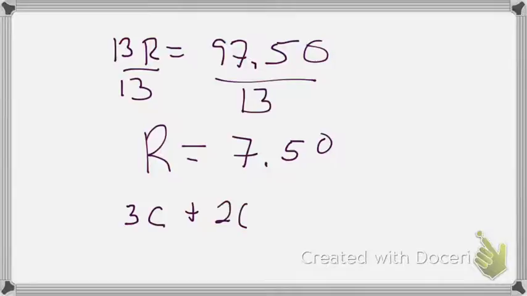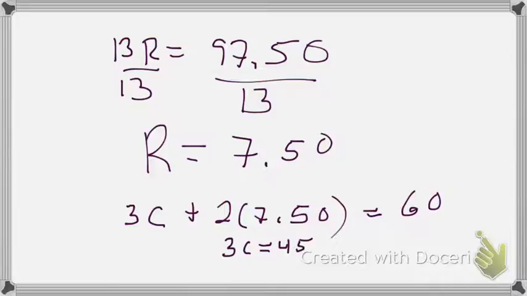So now I can go back and pick the equation I like the best, and I like the 3C plus 2 records, and we substitute in the 7.50 for the cost of the record, and that equals 60. Well, 2 times 7.50 is 15, and 60 minus 15, 3C equals 45, so C is 15. So the price of a record is $7.50, and the price of a CD is $15. All right, moving on to number 4.